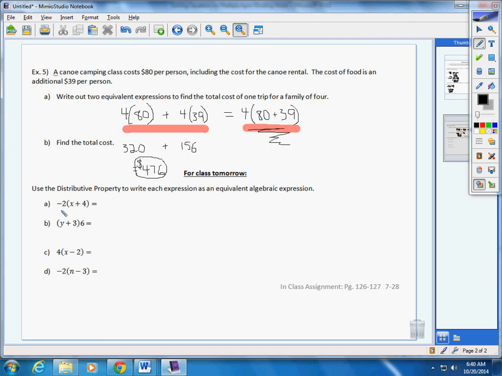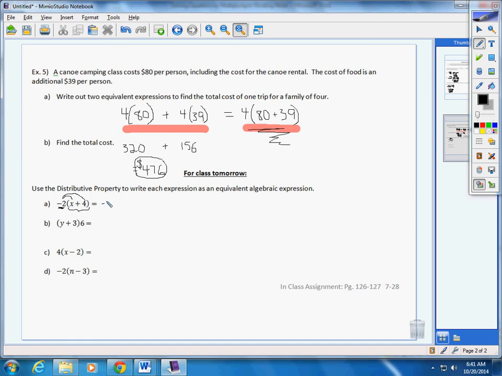Now for class tomorrow, I'd like you to attempt the last 4 problems, and I'm going to help you with the first one. So if you notice, we have a number, -2, multiplied by, in this case, a sum, an addition problem. So what do I need to do? Of course, I need to multiply that number on the outside by both numbers on the inside. Don't be fooled. That is a -2 on the outside.